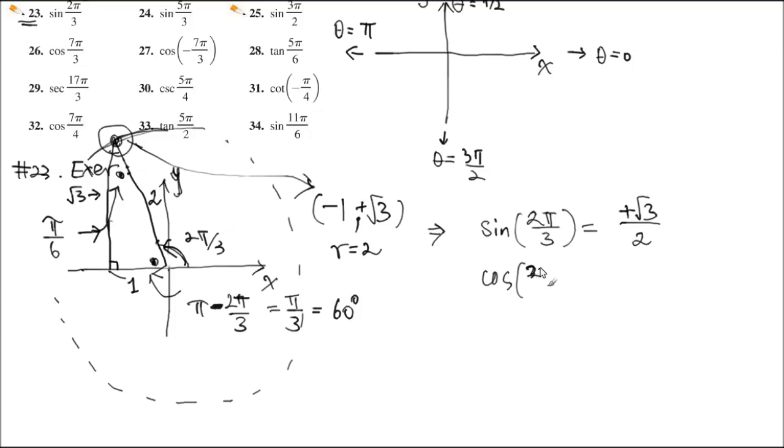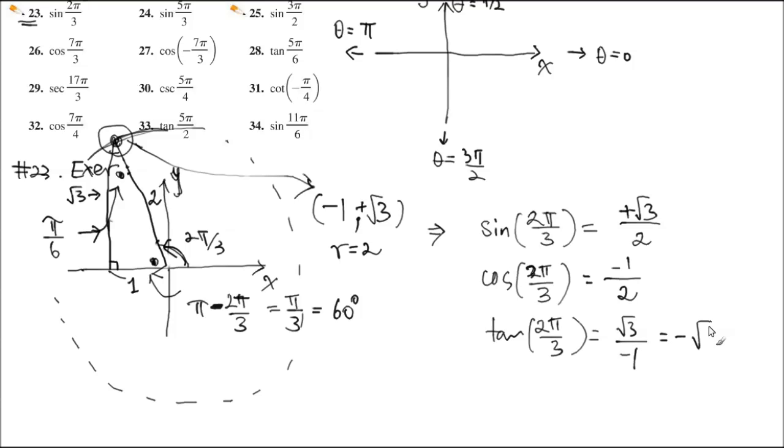Let me finish. Why not completing all that? Cosine of 2 pi over 3 is -1 divided by 2. Tangent of 2 pi over 3 is positive √3 divided by negative 1, so it's negative root 3. Those are the three trigonometric values for the angle 2 pi over 3. Okay? All right.